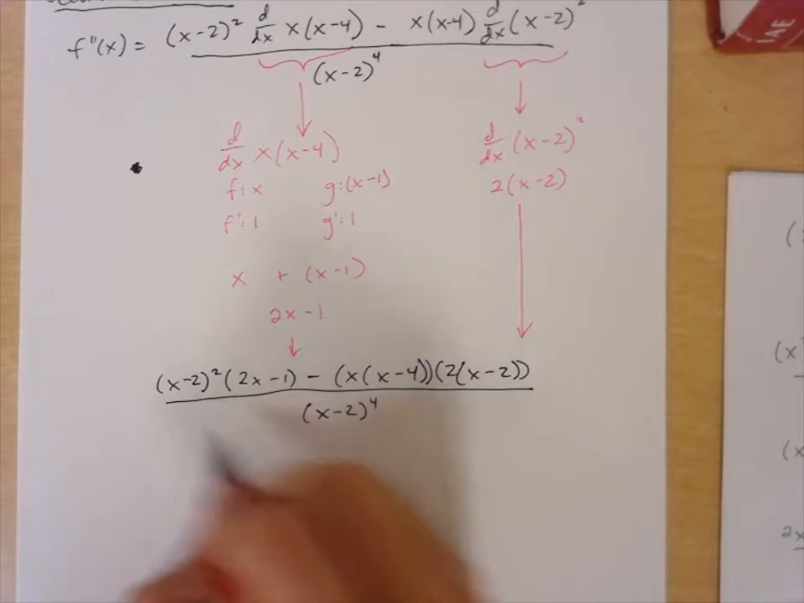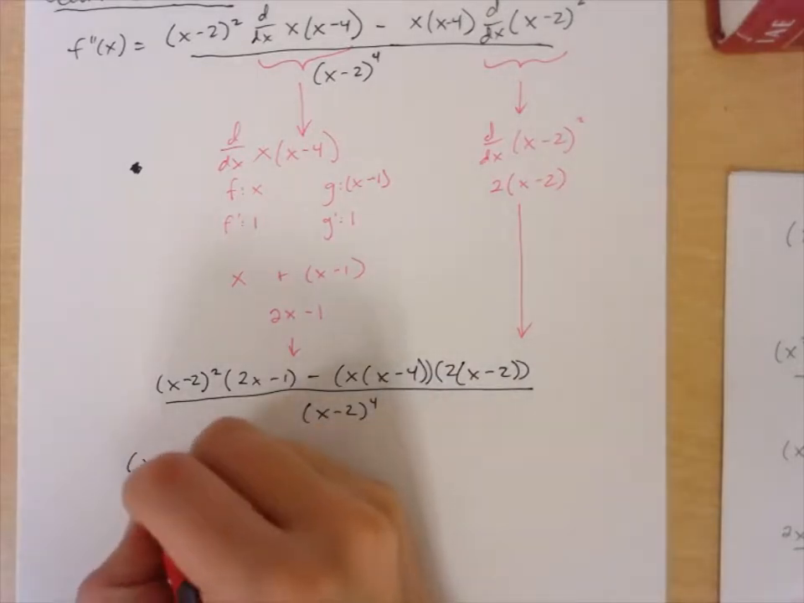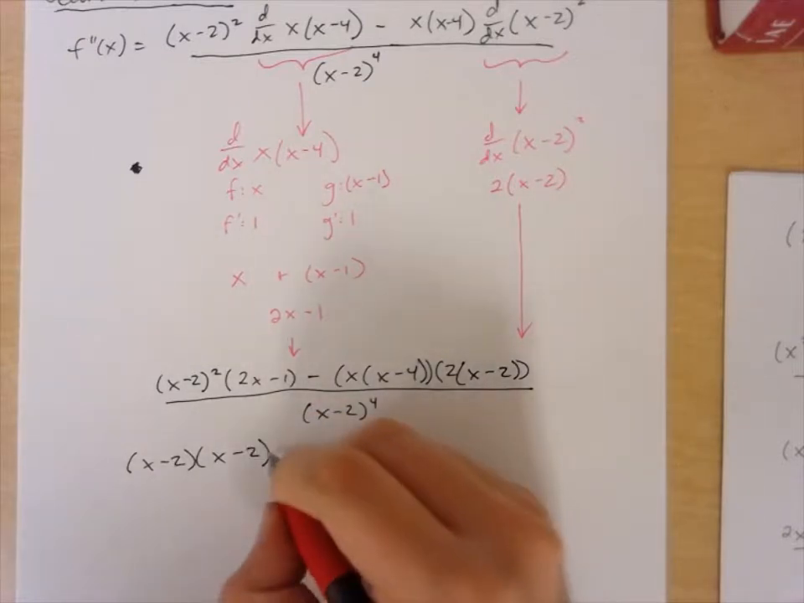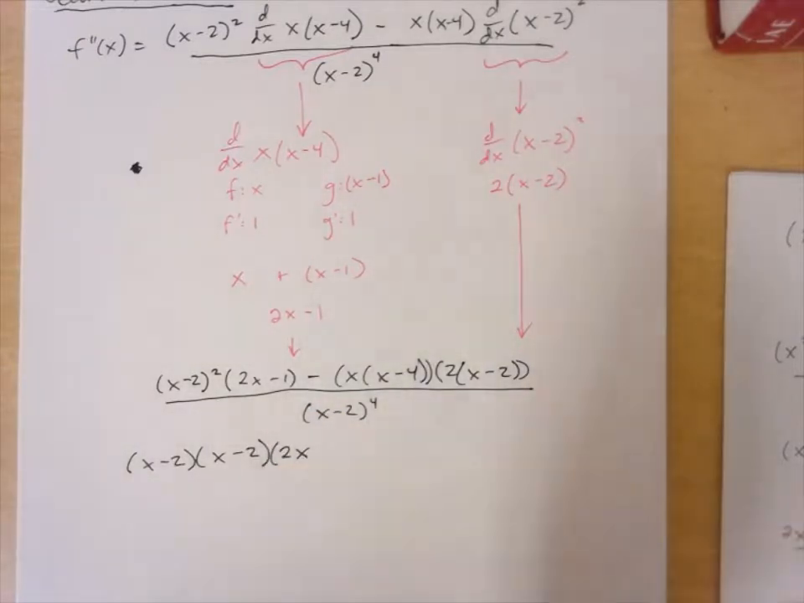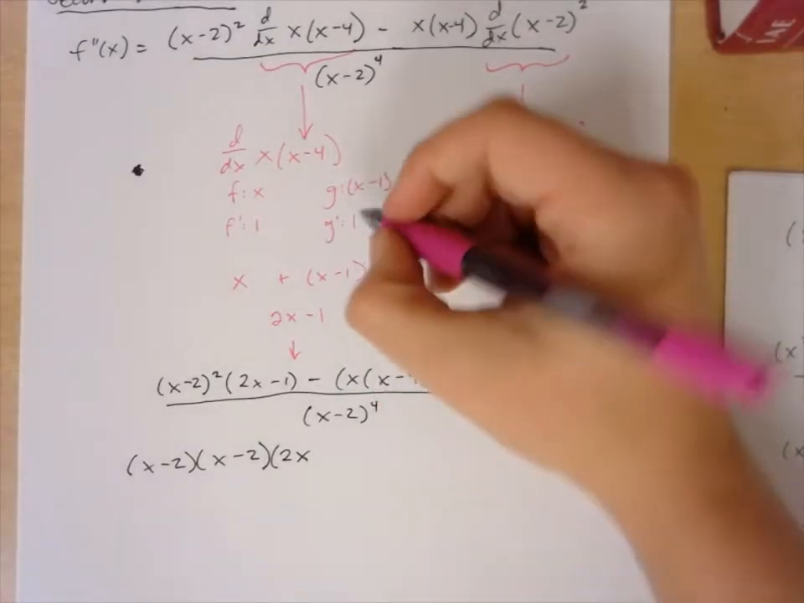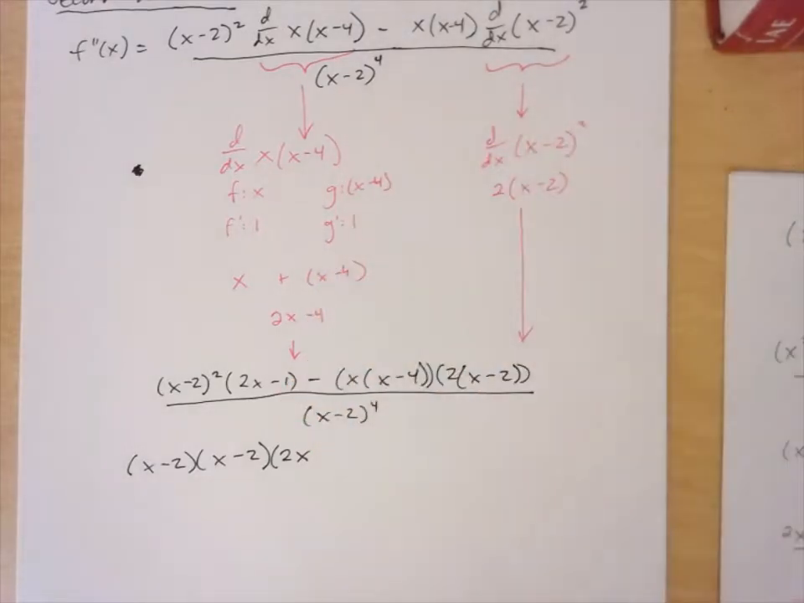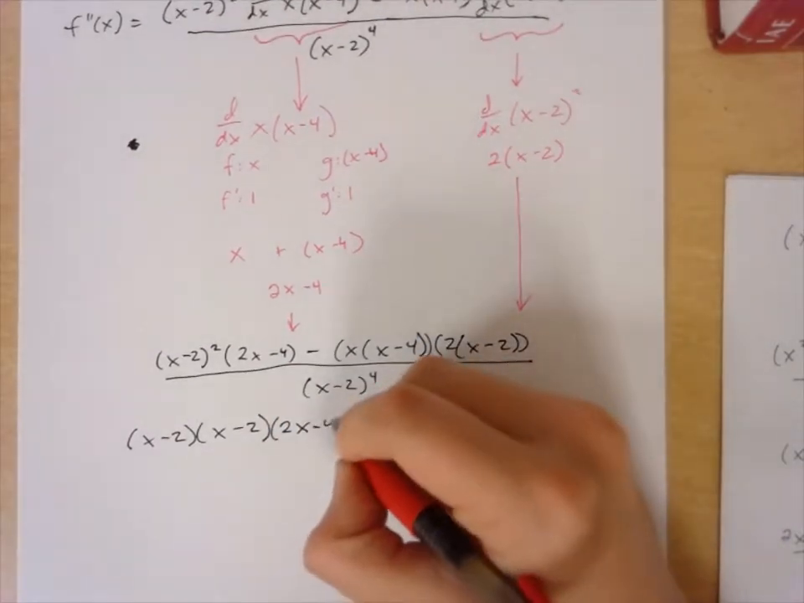write out these binomials kind of expanded. So we're going to say (x minus 2) times (x minus 2), and then we're going to say times 2x minus... Oh, I just realized I made a mistake. Back here, this is x minus 4, so this needs to be x minus 4, and this needs to be x minus 4, and this needs to be 2x minus 4. So go ahead and make that change in your notes real quick. This should be a 2x minus 4 here, and this should be a 2x minus 4 here.